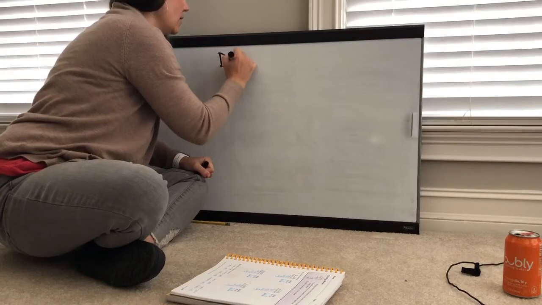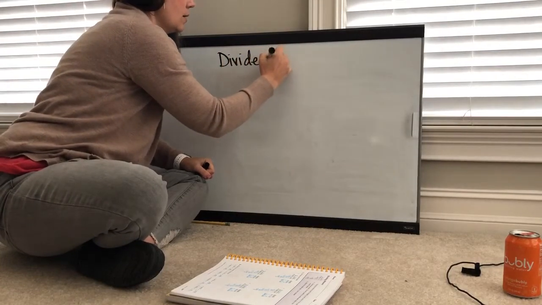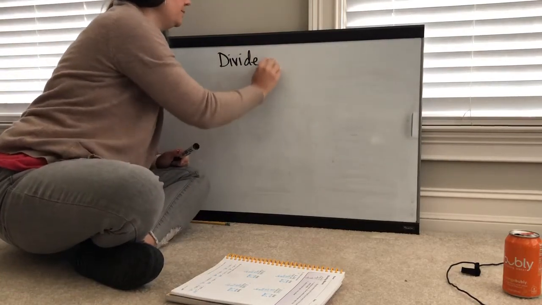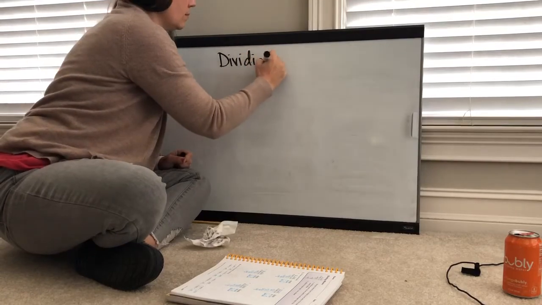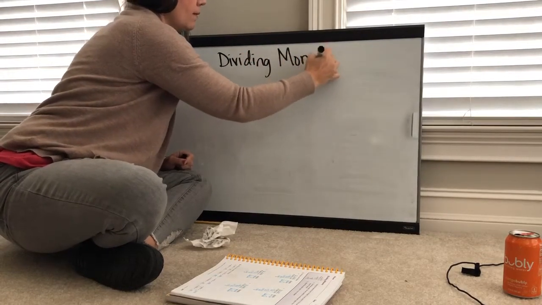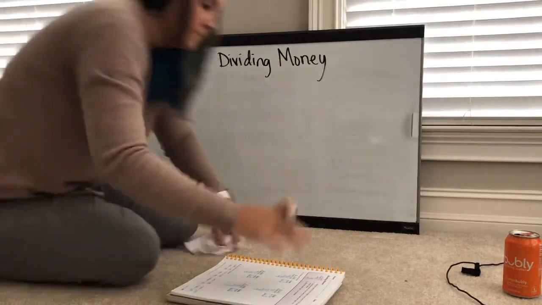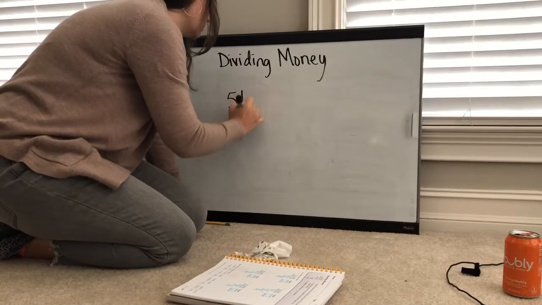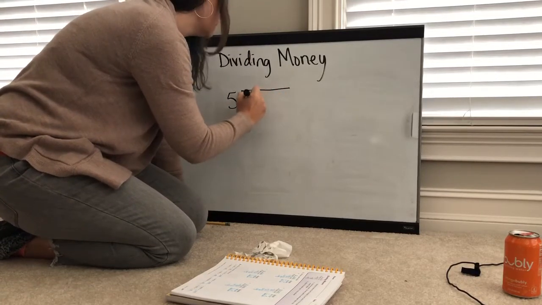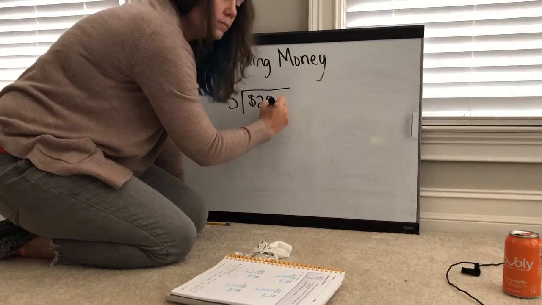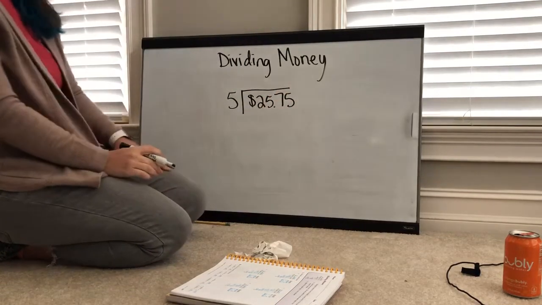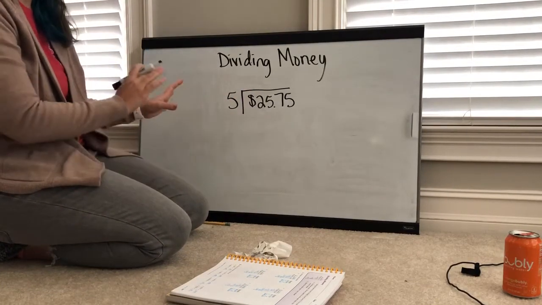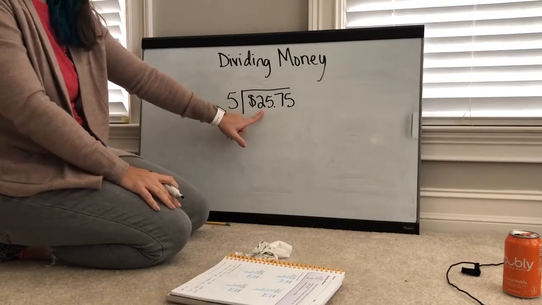This is how we do long division using money. Okay, so third graders, the first thing we do is we're going to ignore this dollar sign for now. I'll show you what we're going to do with it in just a second, but we're just going to look at the numbers. We've already practiced this.